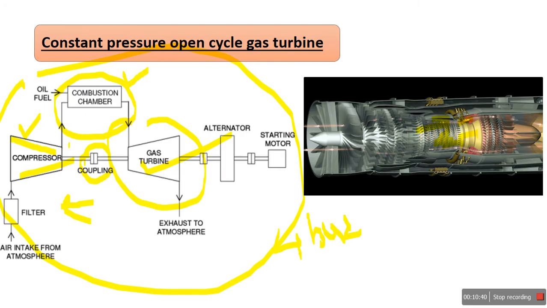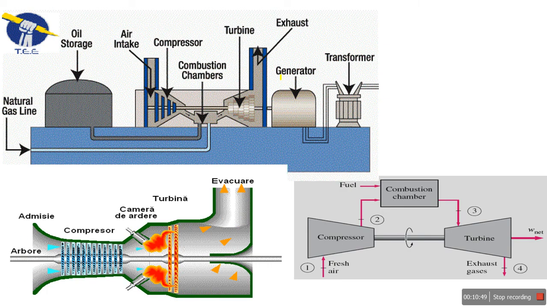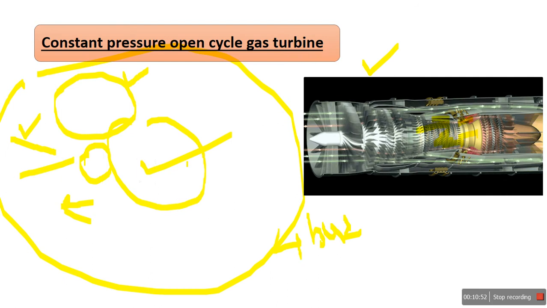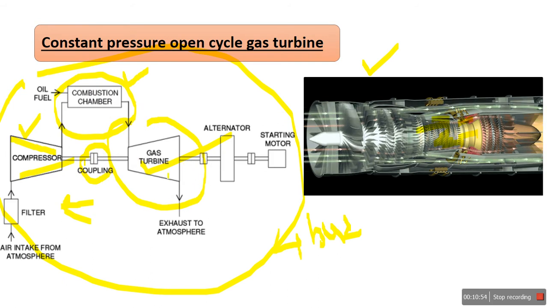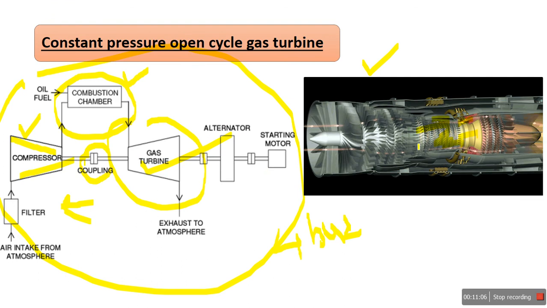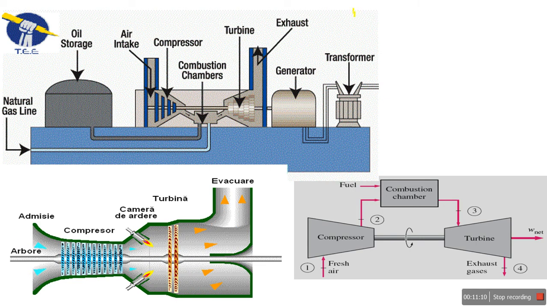Okay, now I will tell the applications: in jet propulsion and turboprop engines, of the constant pressure open cycle gas turbine. Another application is to generate electricity. If you see, the gas turbine is coupled with an alternator. The main purpose is to produce mechanical power, and that mechanical power is connected to the alternator to produce electricity. This is also used in turboprop engines. Okay, we see there is one plant. That plant is utilized to produce electricity.